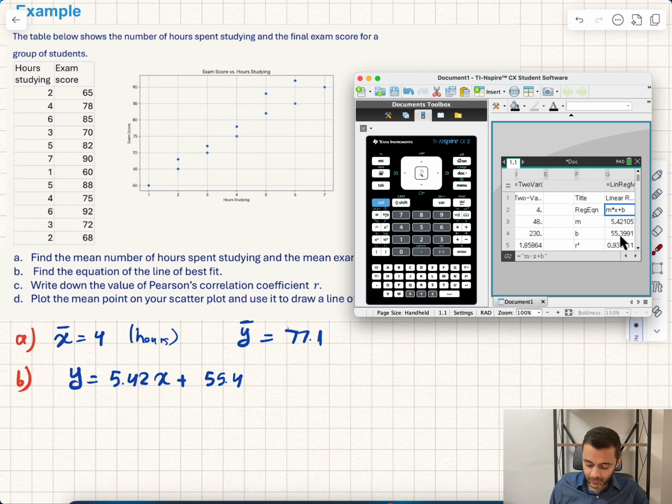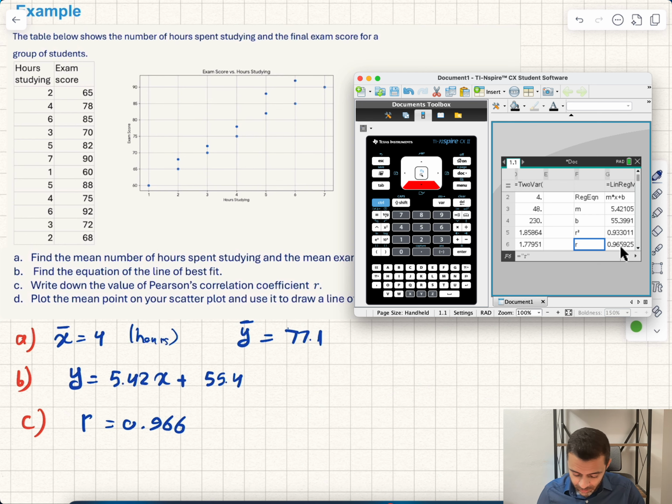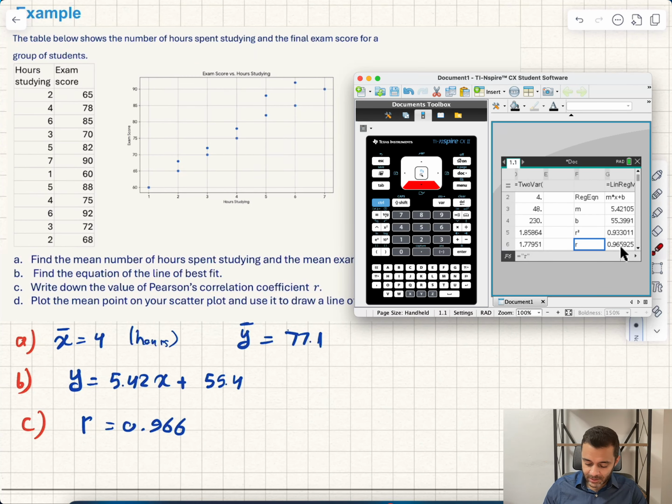And here also they said find the Pearson's correlation coefficient r, and it's already done, as you see here. This is r squared, by the way. If we scroll down, this is r, what we want, which is 0.966 to 3 significant figures. So for question C, r will be 0.966.